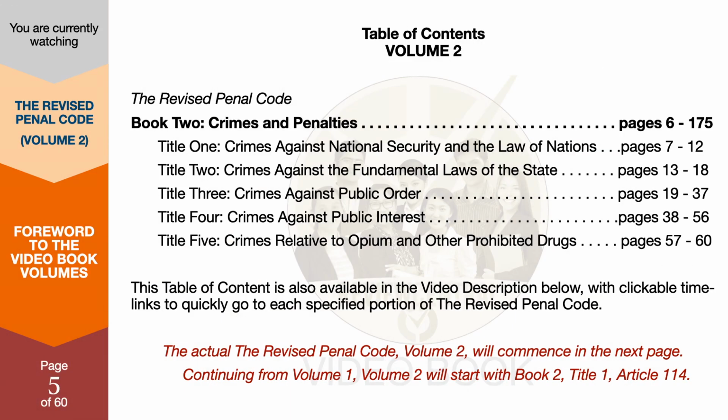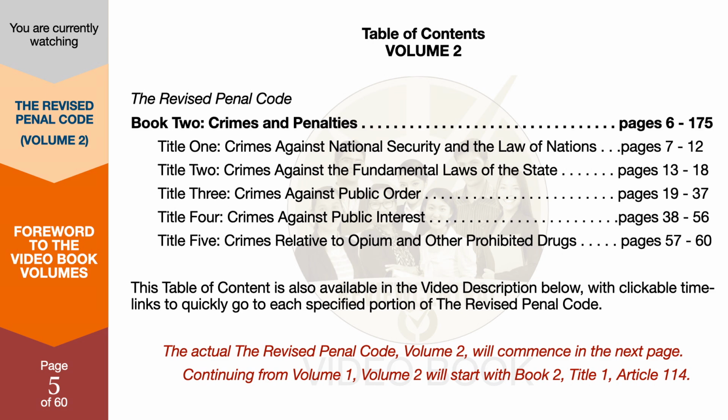Table of Contents, Volume 2. The Revised Penal Code Book 2, Crimes and Penalties, pages 6 to 175. Title 1, Crimes Against National Security and the Law of Nations, pages 7 to 12. Title 2, Crimes Against the Fundamental Laws of the State, pages 13 to 18.